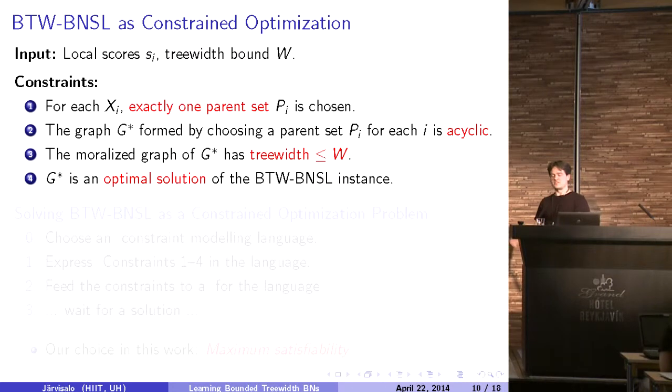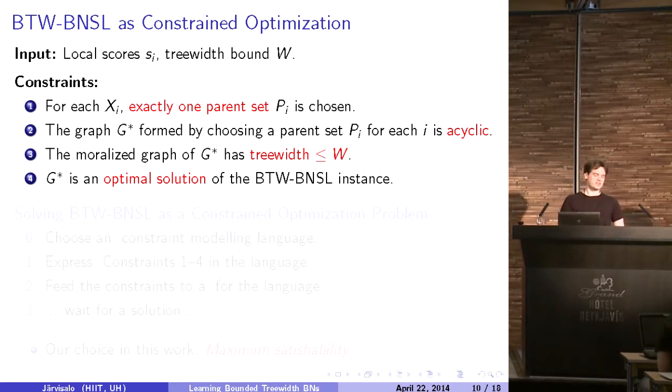Okay, so getting to how we solve this problem optimally is by using constraint optimization tools. So again, we're assuming as input these local scores, si, and the treewidth bound. And we do a declarative constraint declaration of the problem, which actually consists of the following 4 constraints. So for each node, we are to choose exactly one of the candidate parent sets, so that we'll have a well-defined graph. Then, because Bayesian network structures are acyclic graphs, we should only allow such choices of parent sets such that we'll get an acyclic graph.